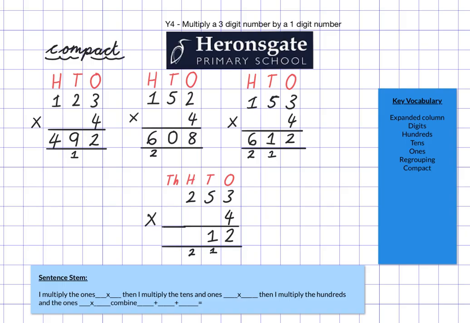And then we've got 200s times 4, which is 800s. And then you can see that then we would have 800s, add the 200s, which would make 1,000. So we need to regroup that 1,000, so there'll be 0 hundreds, regroup the thousands into that column. So 253 times 4 will be 1,012.